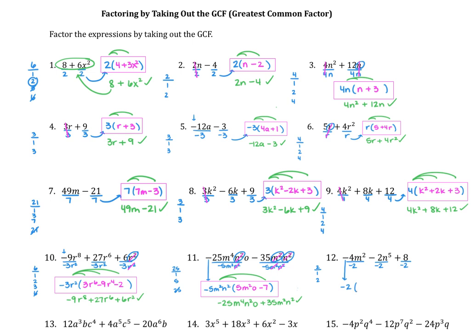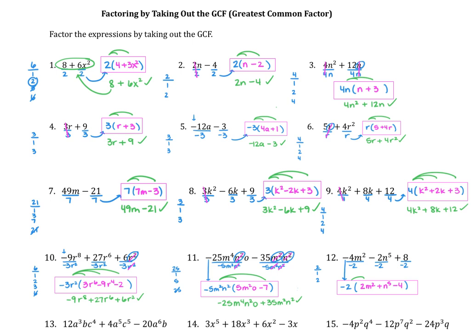So then I'm going to divide. -4 divided by -2 is +2. Bring down my m squared. -2 divided by -2 is a +1. Remember, I don't need a coefficient of 1, so I'm just going to drop down n to the 5th. And 8 divided by -2 is -4. So there's my answer, and I'm ready to check.